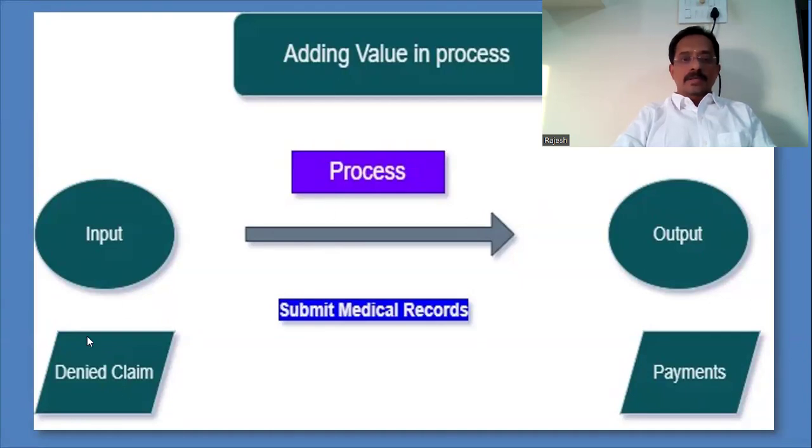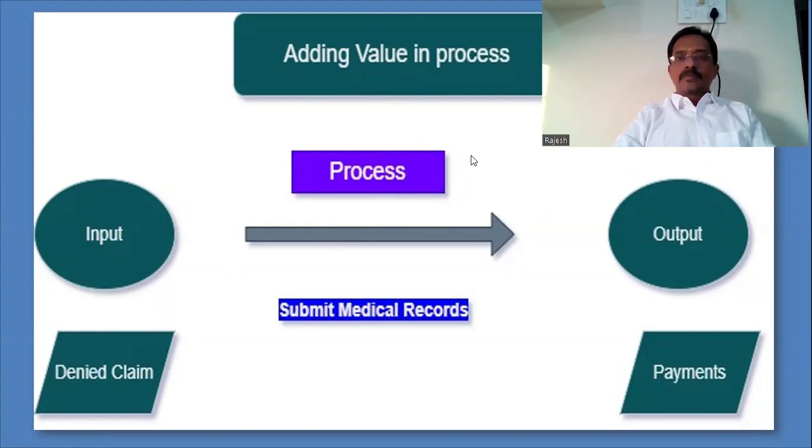For example, I'm taking a denied claim. The claim is denied for some reason. I'm taking medical record as my denial reason. In that, it is getting processed. What is the process here? I'm submitting a medical record and sending it to the insurance company. I'm getting a payment. It seems that I'm adding value, but it is not.